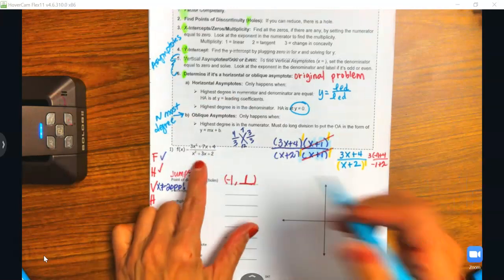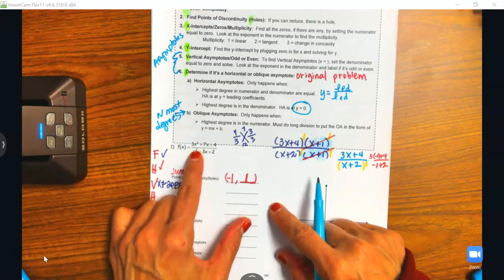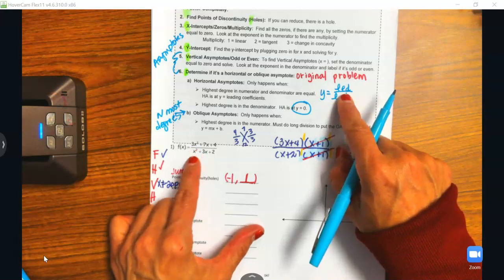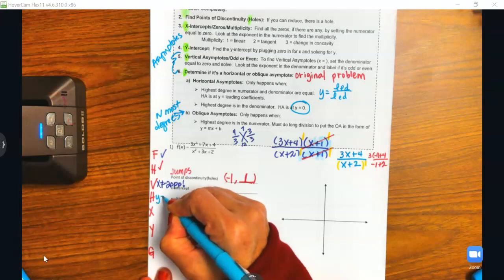What we're going to talk about right now is how they're both equal here. So 2 degrees on top, 2 degrees on bottom. It is the leading coefficient of the top, which is 3, divided by the leading coefficient of the bottom, which is 1. So the horizontal asymptote is just going to be y equals 3.